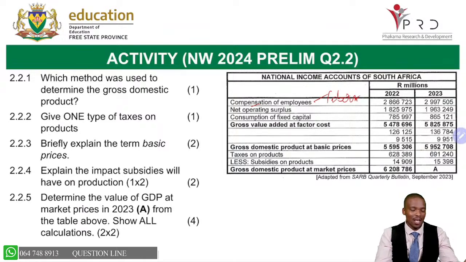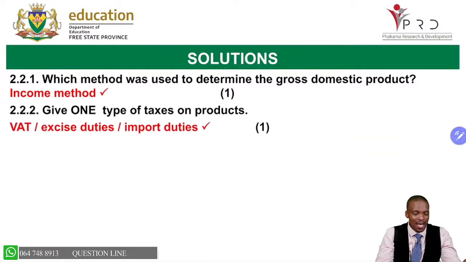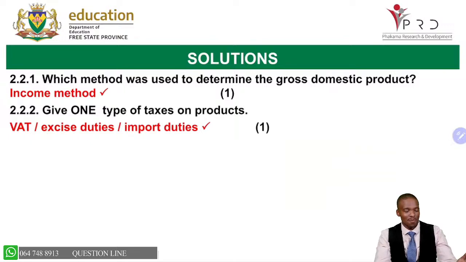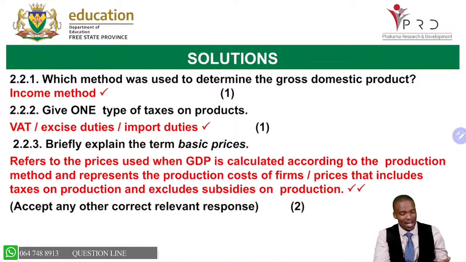So the first question starts to say, which method was used to calculate or to determine GDP in the diagram above? The answer there would have been the income method, okay? Because it's compensation of employees. The second one says, give one type of taxes on products. It's the value added tax, the excise duty tax, the import duty tax. Those are charged on products. Those are the marks that we are saying we have there.